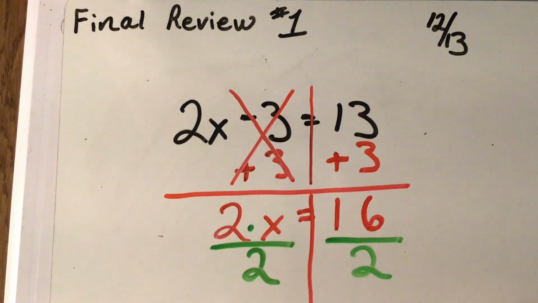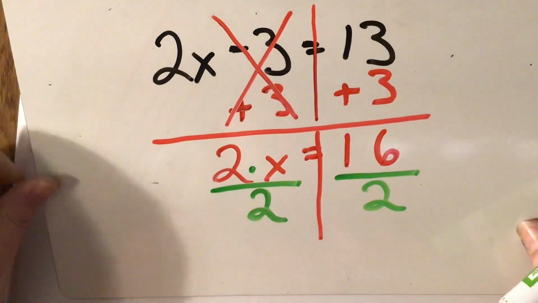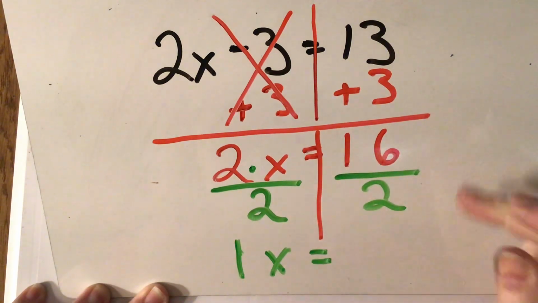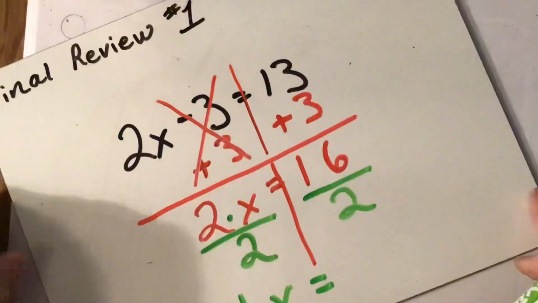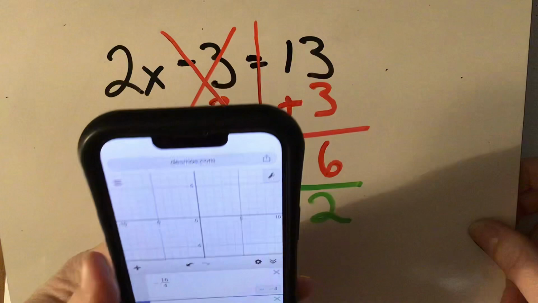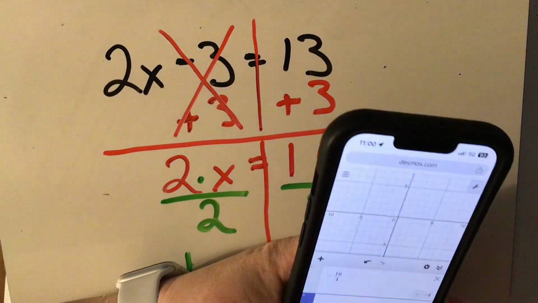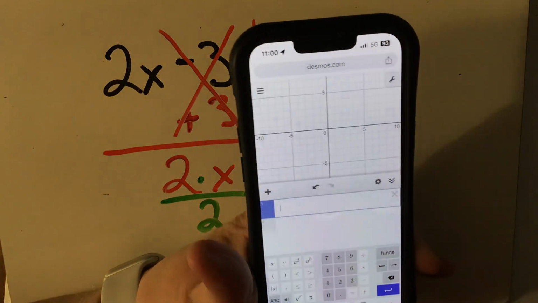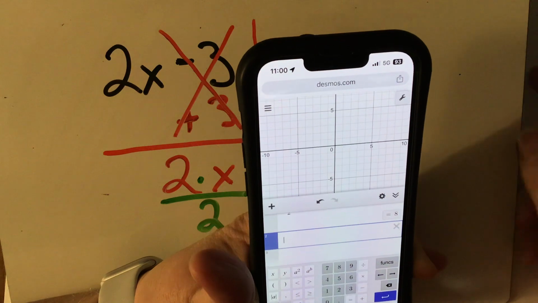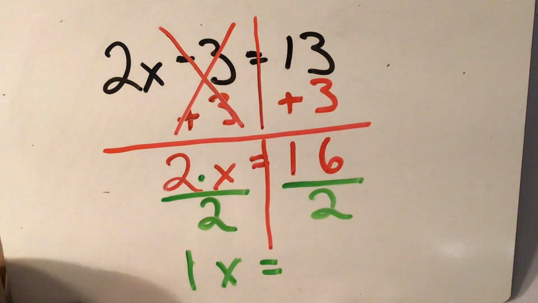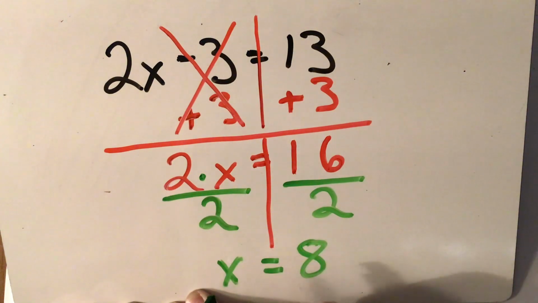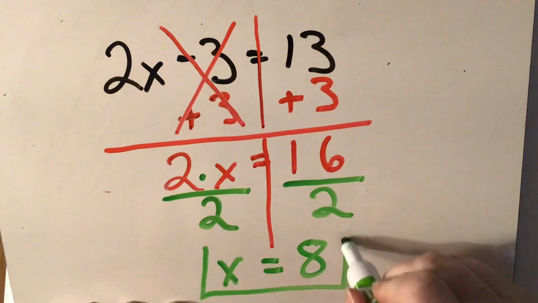There we go. 2 divided by 2, that's 1x, right? Equals 16 divided by 2. Guys, I'm bad at math. Okay, here we go. Can you see? 16 divided by 2 is 8. So 1x equals 8. And because 1x is the same as just plain old boring x, we can just take that out. And that's your answer.